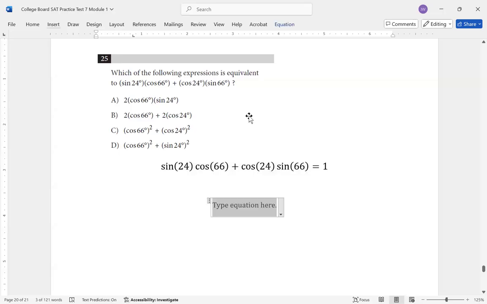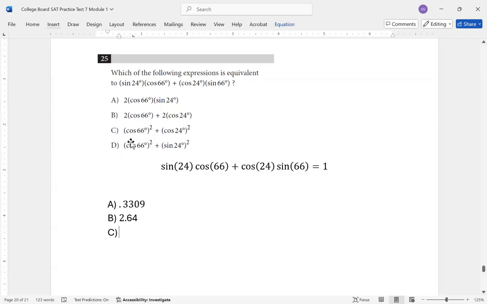Now, you can do the calculation for all of these options. Let's do option A. When I did my calculation for option A, 2 times cosine of 66 times sine of 24 gives you about 0.3309, roughly speaking. When you do option B, 2 cosine of 66 plus 2 cosine of 24, you get about 2.64. So that's not right either.